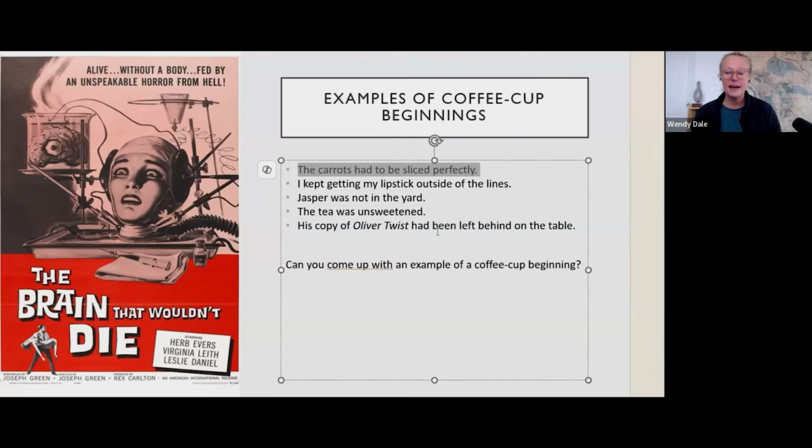I kept getting my lipstick outside of the lines. The tea was unsweetened. His copy of Oliver Twist had been left behind. Just put the camera somewhere and get into your scene. So if you were stuck starting your scene, just start.